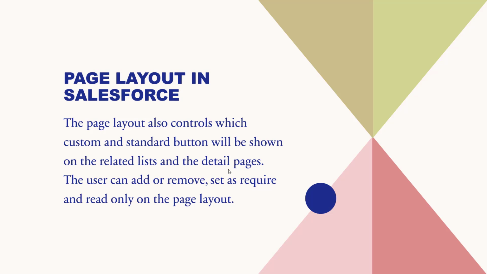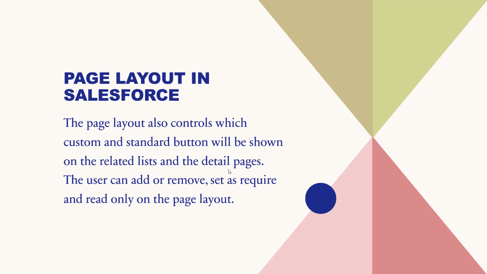In simple words, the page layout controls the detail and edit page of records. The page layout can be used to control the presence of related lists, custom links, and fields on the standard and custom objects of detail and edit pages. The page layout can also control which custom and standard buttons will be shown on the related list and the detail pages. The user can add or remove fields as required and set them read-only in the page layout.